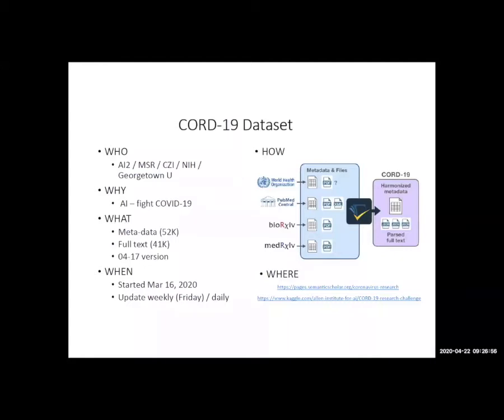So AI2 is leading the effort to harmonize the metadata, such as the titles, authors, venues, abstracts, etc., as well as to parse the PDF or XML format of the full text and provide a unified JSON format of the content so that any AI researchers can readily download and consume it.